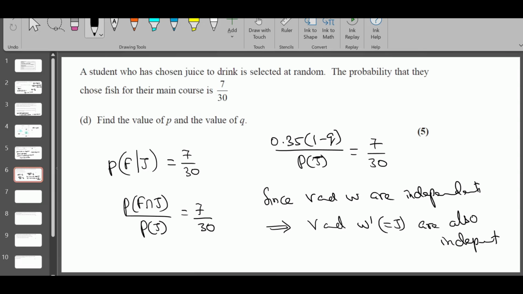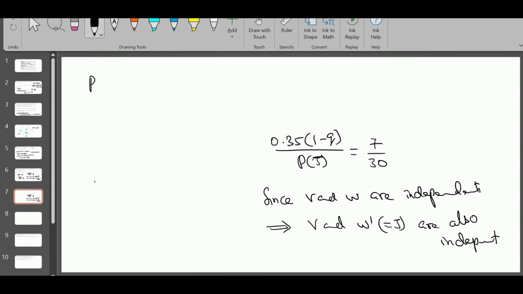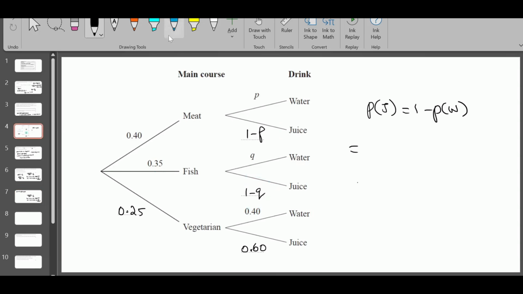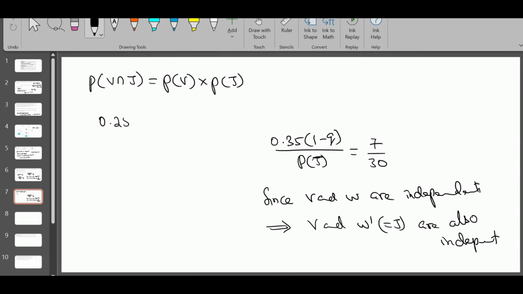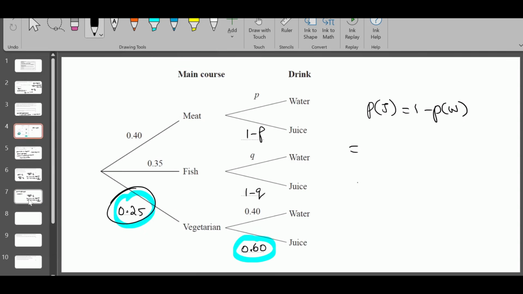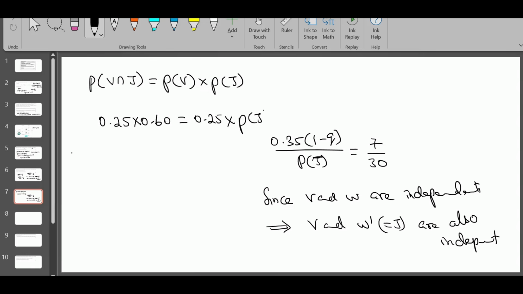Now I'm gonna use the formula for independent events. This will be the easiest way to calculate it. So you can write P of V intersection W complement is equal to P of V times P of J. From the tree diagram, V intersection J is the multiplication of these two: 0.25 times 0.60 is equal to P of V, which is just this, 0.25, times P of J. So make P of J the subject. Cancel this 0.25, so I will get 0.6. Sub in here.